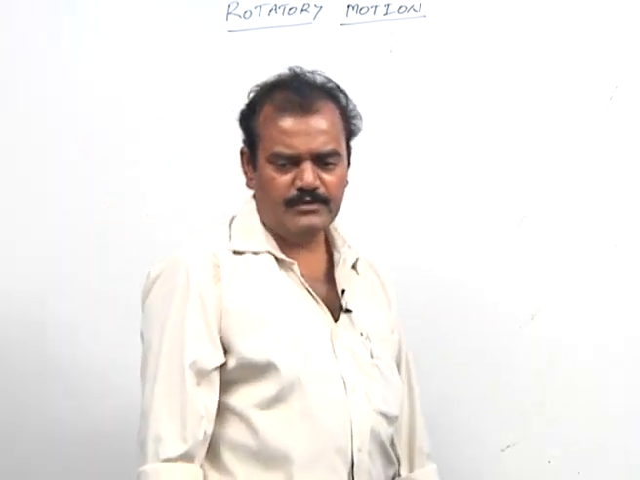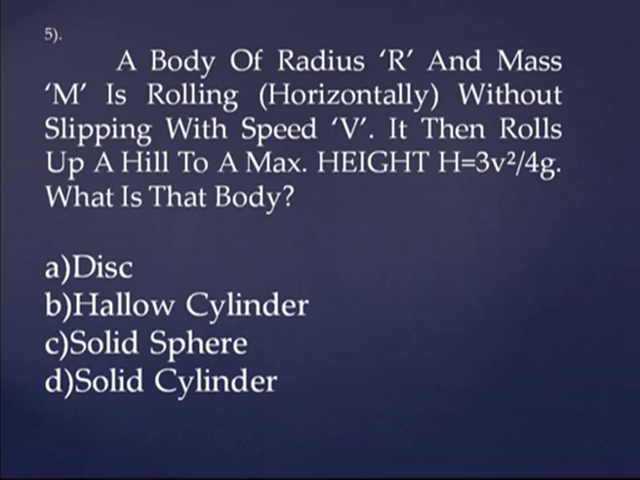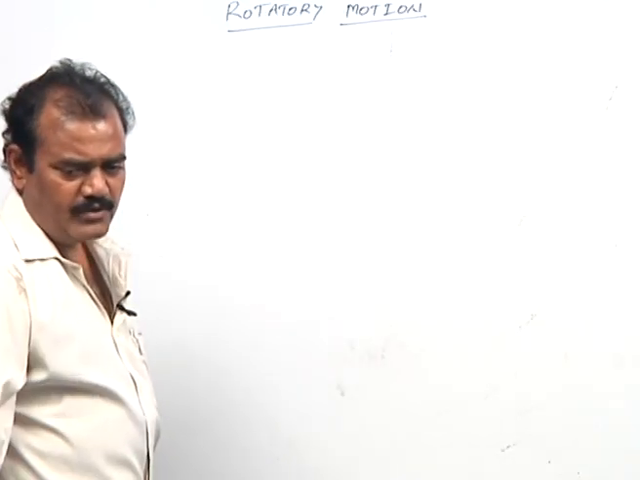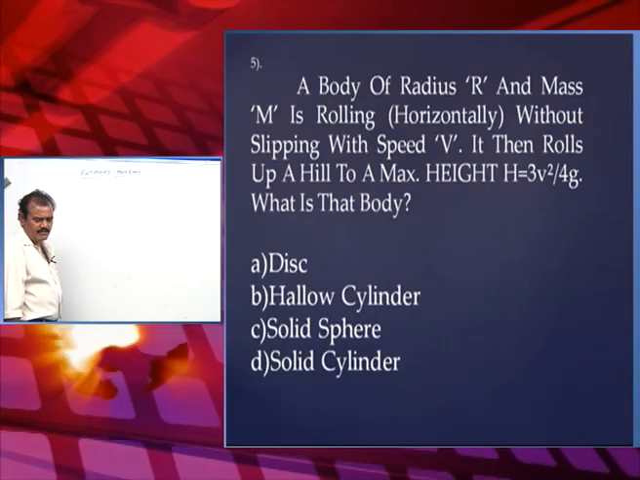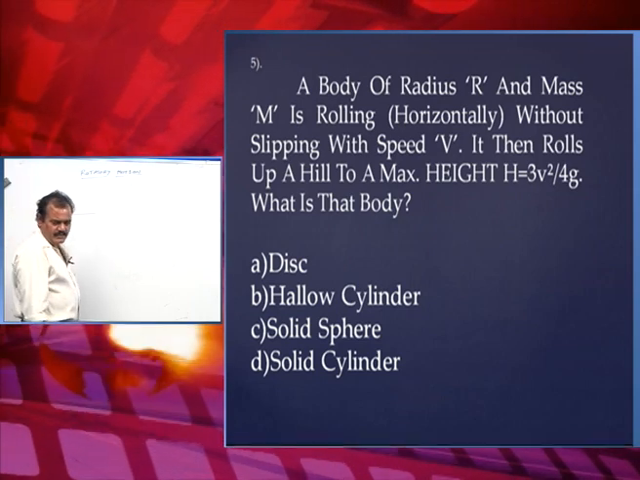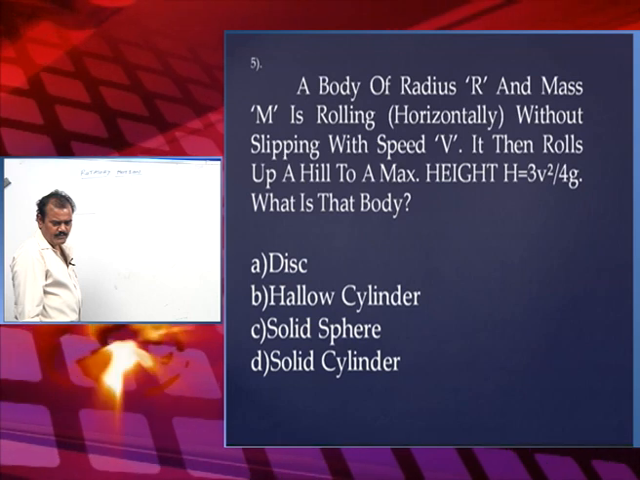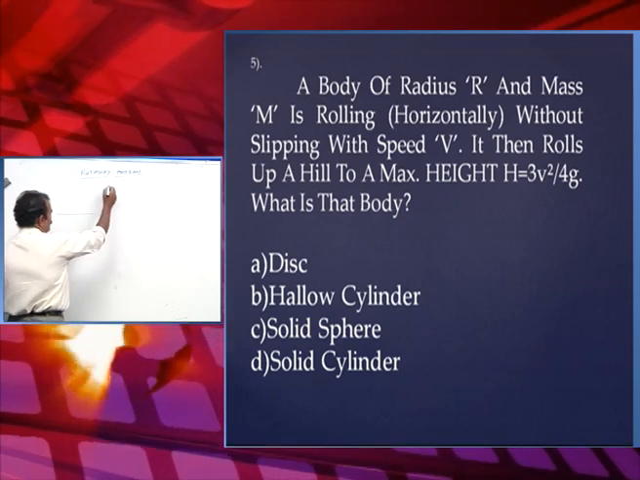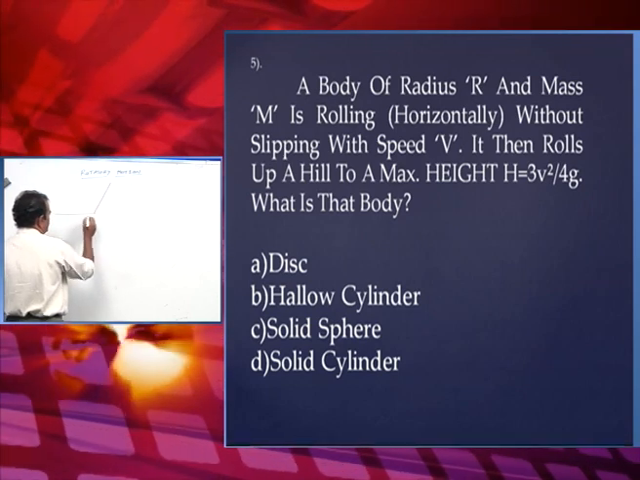For the fifth problem: a body of radius r and mass m is rolling horizontally without slipping with speed v, then rolls up a hill to a maximum height h equal to 3v² by 4g. What is that body? This problem is also based on conservation of energy. A body of radius r and mass m is rolling horizontally without slipping with speed v, like this. Then it rolls up a hill to a maximum height of 3v² by 4g.